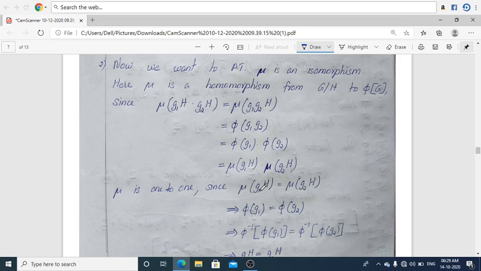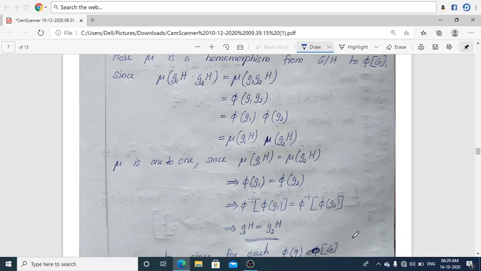mu 1-1 ഫംഗ്ഷൻ f 1-1 എന്ന് പ്രൂവ് ചെയ്യാൻ f of x is equal to f of y implies x is equal to y എന്ന് പ്രൂവ് ചെയ്താൽ മതി. സോ ഇവിടെ mu of G1H is equal to mu of G2H implies G1H is equal to G2H എന്ന് പ്രൂവ് ചെയ്യണം. So mu of G1H is equal to mu of G2H, which implies phi of G1 equal to phi of G2. Then phi inverse of phi of G1 also equal to phi inverse of phi of G2.